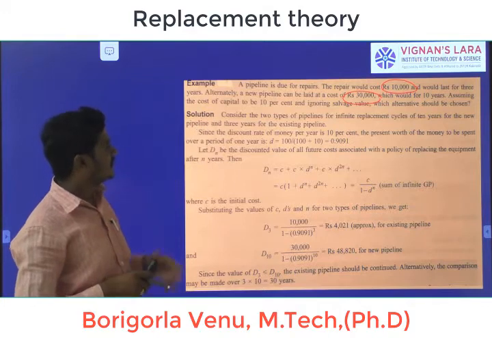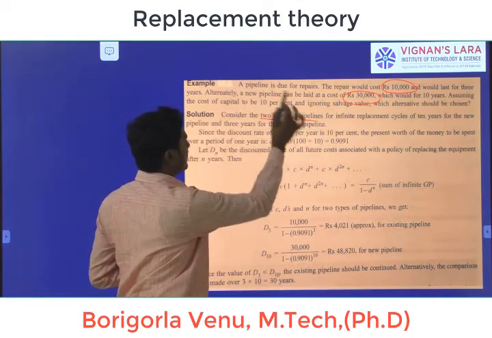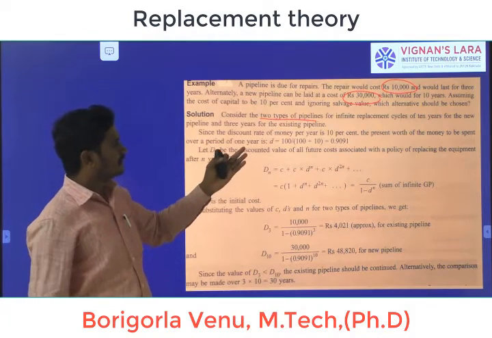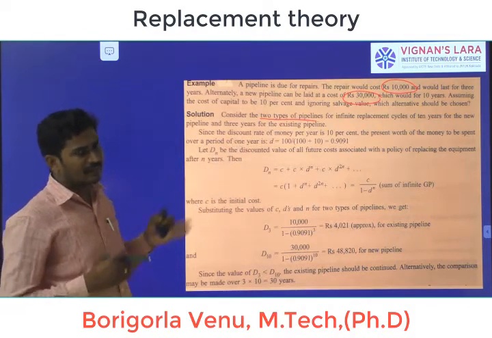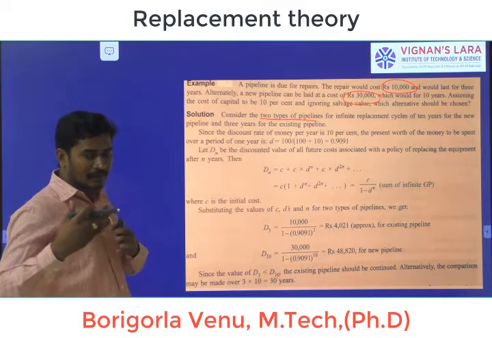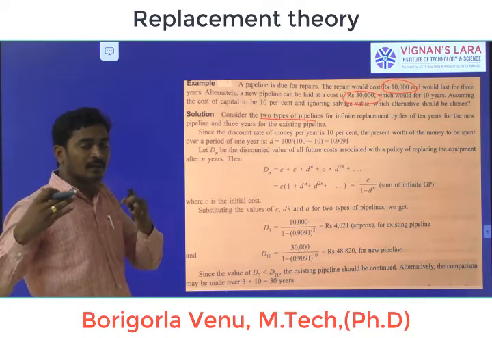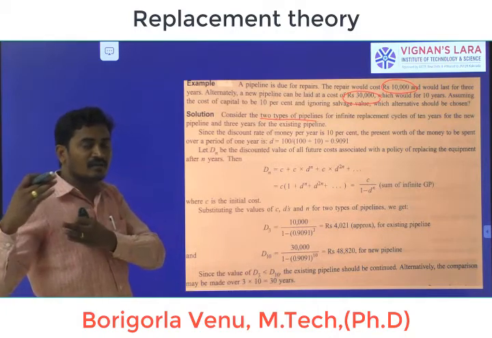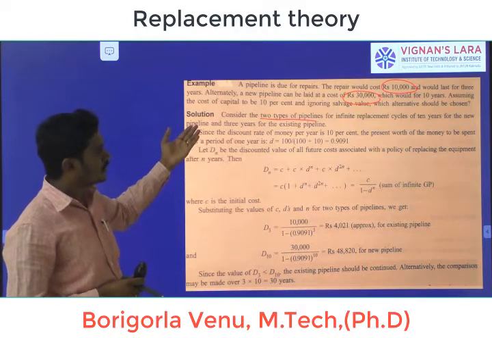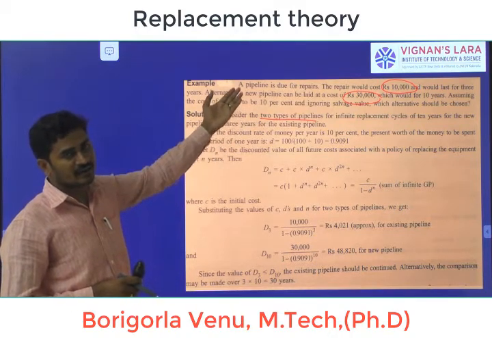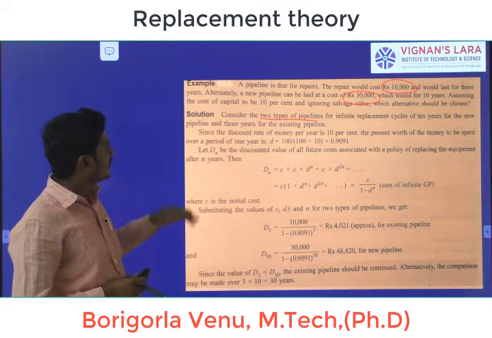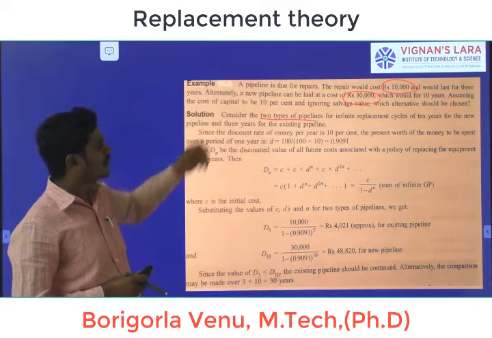Coming to the solution, here we have two types of pipelines. One is the existing one, and another one is the new pipeline. Here, they didn't give any replacement year. They just gave the period of time and the repair cost. For 10 years they are given for the new pipeline case, and 3 years for the existing pipeline case. So after this we are going to take the discount rate.